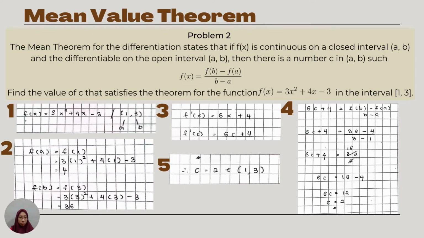The next step, we must differentiate the function f(x). f'(x) equals 6x plus 4. And we want to find f'(c) equals 6c plus 4. The next step, we substitute the values that we got into the formula, f(b) minus f(a) over b minus a, and we get 36 minus 4 over 3 minus 1. And lastly, we get 6c plus 4 equals 16, and we will write the answer c equals 2.